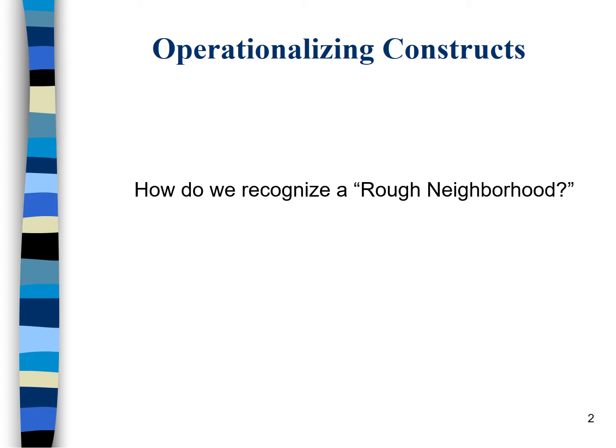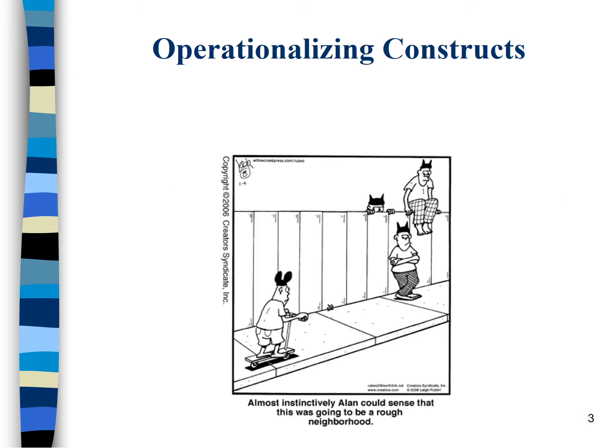Let's imagine, how do we measure a rough neighborhood? Well, almost instinctively, Alan could sense that this was going to be a rough neighborhood. So how do we measure a rough neighborhood? Well, we measure it by the hats the locals wear.